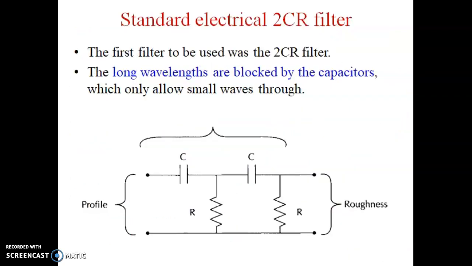Now we are considering a standard electrical 2CR filter. 2CR means it consists of two capacitors and two resistors connected like this. And this one is the first filter to be used for surface roughness analysis. So this one, by the construction, we know that this one is a high pass filter. So the output will be high frequency roughness features.